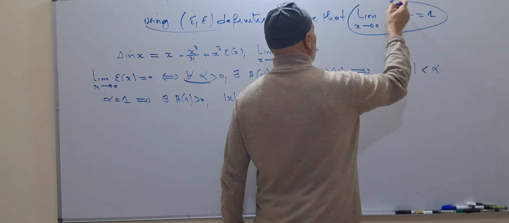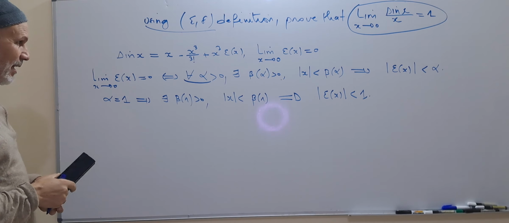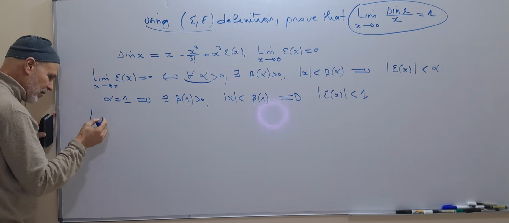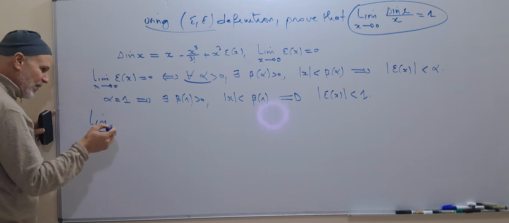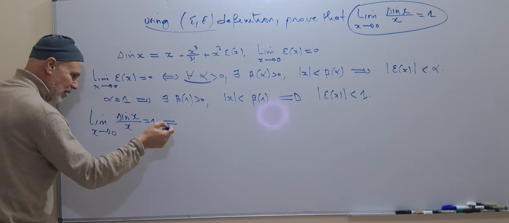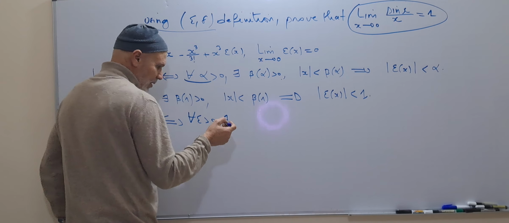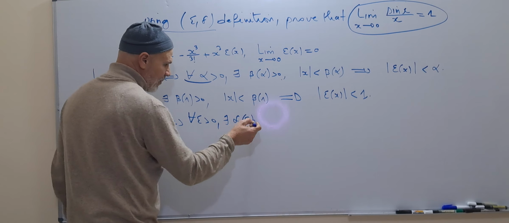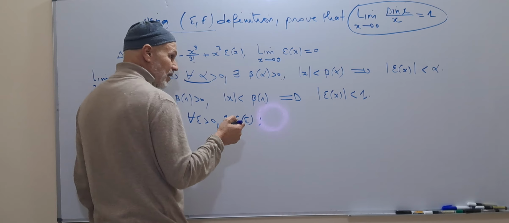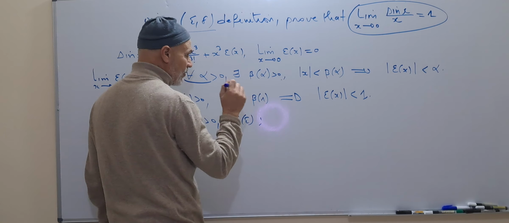This limit converges to 1 when x goes to 0. So we need to prove that this limit of sine x over x equals 1. This is equivalent to proving that for all epsilon greater than 0, can we find delta which depends on epsilon, such that this epsilon and this aren't the same. They are not the same.